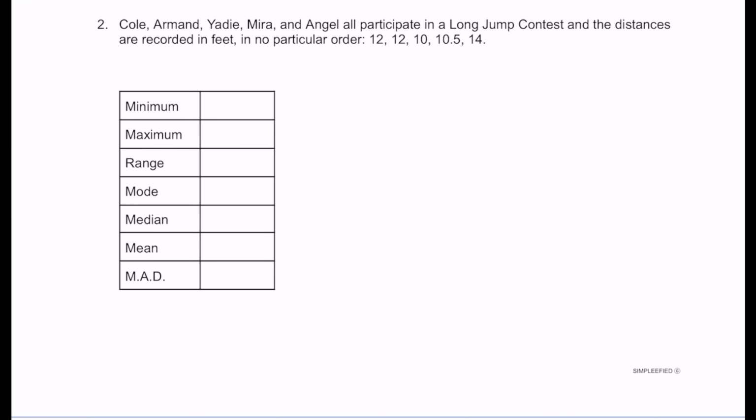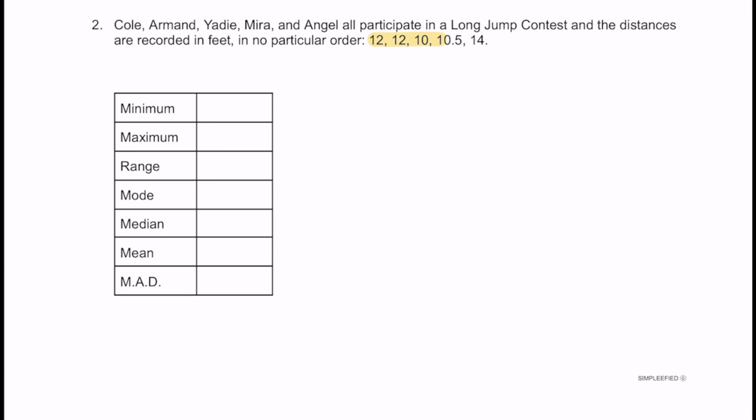In number 2, we have Cole, Armand, Yadi, Mira, and Angel all participating in a long jump contest, and each of the distances is recorded in feet in no particular order. Okay, so let's go ahead and take our data points here of 12, 12, 10, 10.5, and 14, and see if we can find out some information about them.